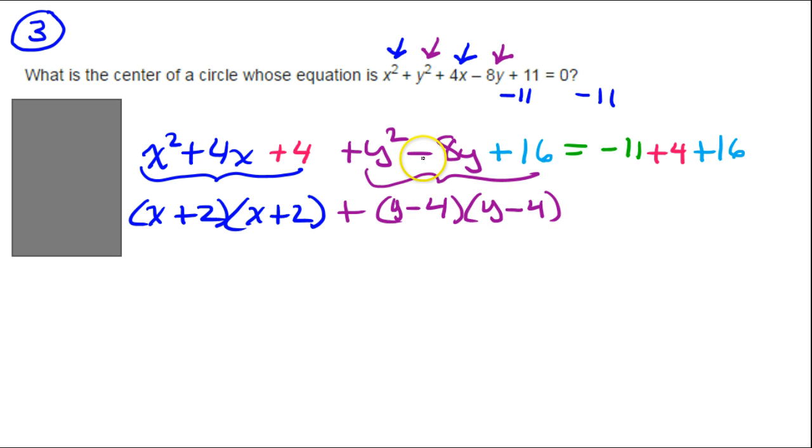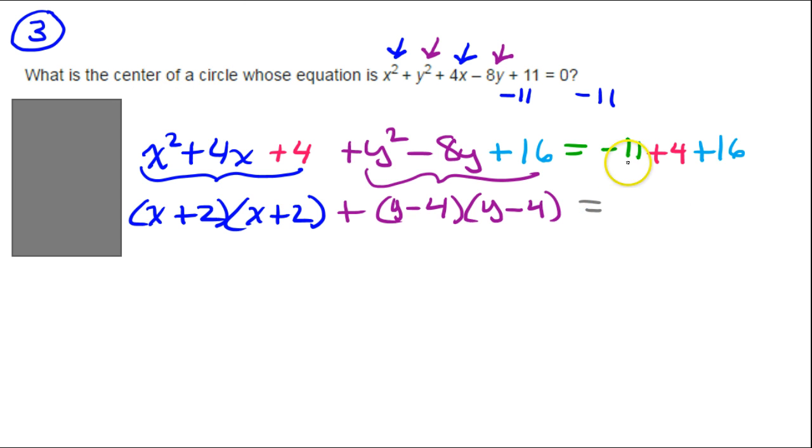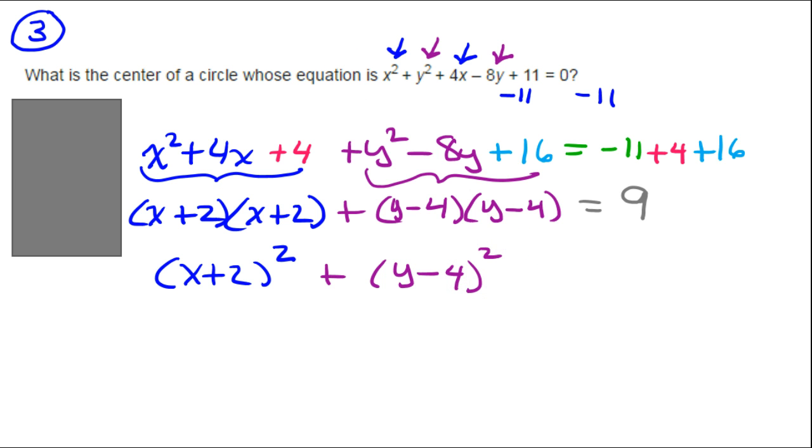Alright, I knew it would be minus because of the minus here. 16 is 4 times 4, so these are really easy to factor. And then we have this part over here. If you add all this up, okay. Now, because these are the same thing twice, I will have x plus 2 squared, and then I will have y minus 4 squared, and all of that equals 9.